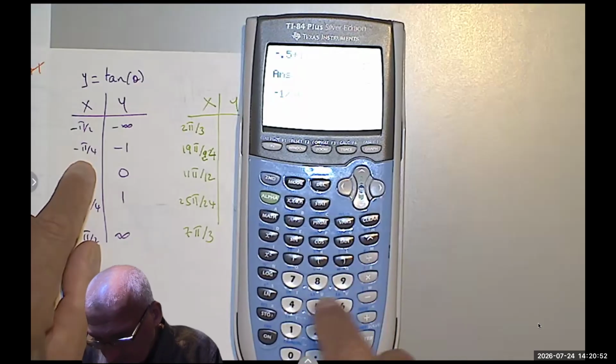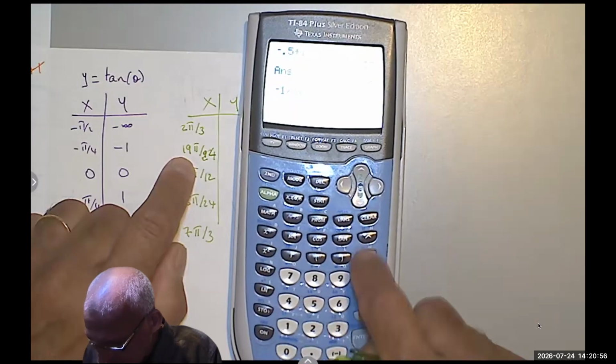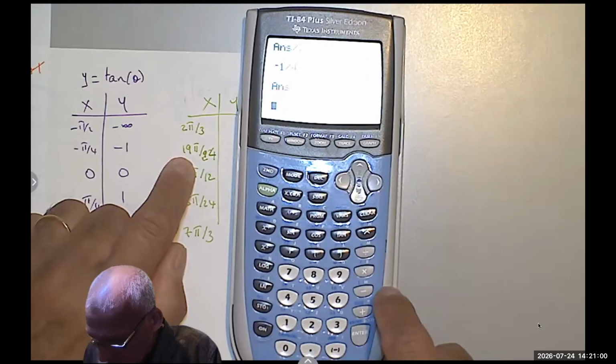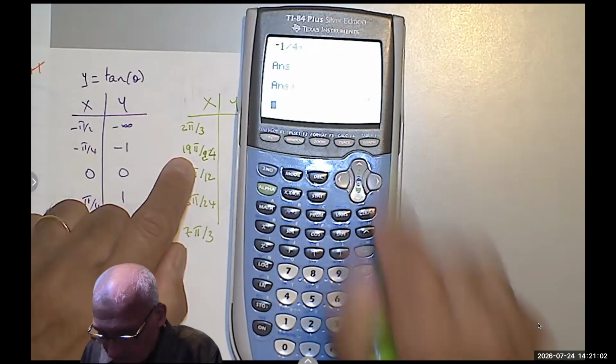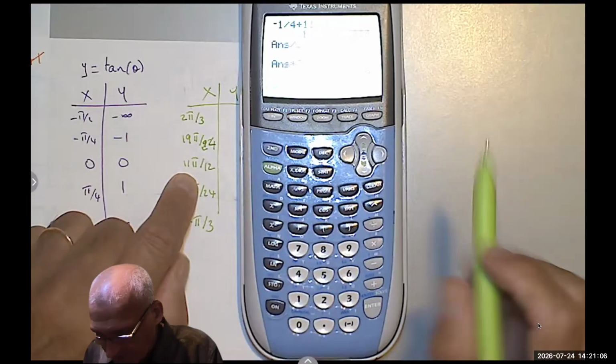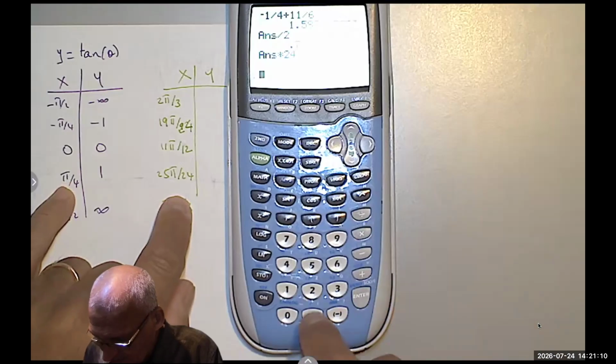Negative 1/4 plus 11/6 over 2. Let's multiply by 24. It's 19. Okay. This is easy. It's 11 pi over 6 divided by 2. And this one is 1/4.